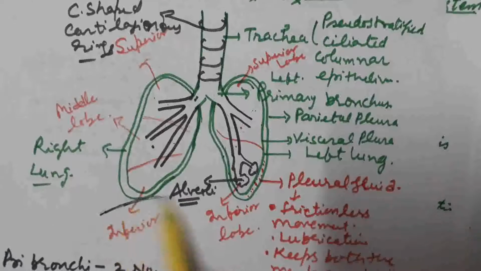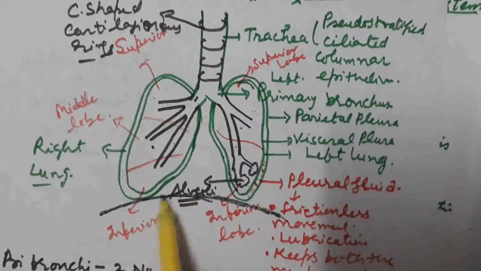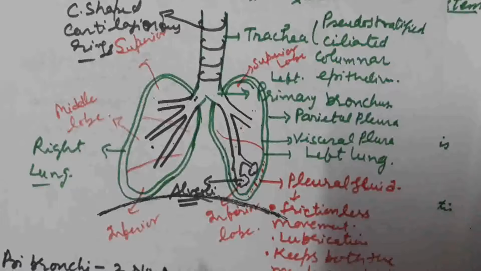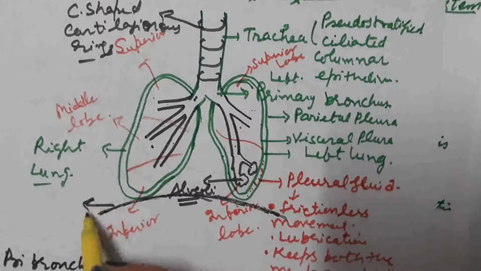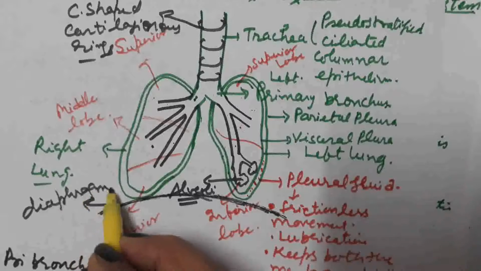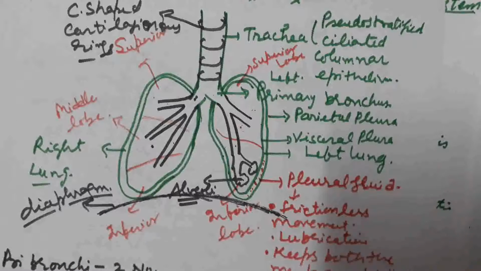Below the thoracic cavity there is a muscular partition wall which we call the diaphragm. Above the diaphragm there is the thoracic cavity, and below the diaphragm there is the abdominal cavity. Into the thoracic cavity there are the two lungs and heart.